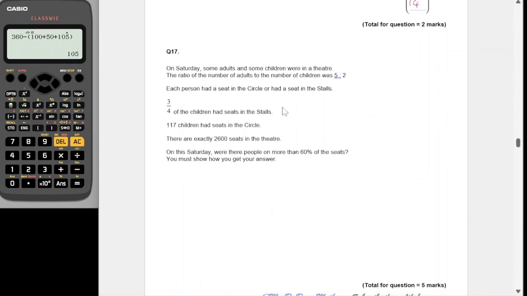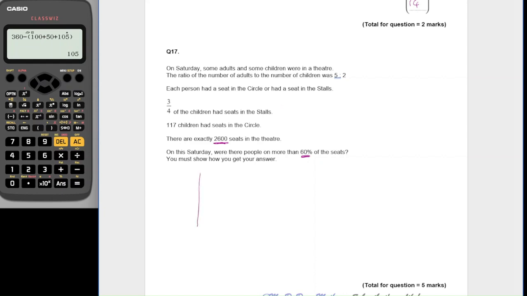On Saturday, some adults and some children went to the theatre. The ratio of the number of adults to the number of children is 5 to 2. Each person had a seat in the circle or in the stalls. 3/4 of the children had seats in the stalls. 117 of the children had seats in the circle. There are exactly 2,600 seats in the theatre. On Saturday, were there people on more than 60% of the seats? Right, so I'm going to ignore those bits for now.